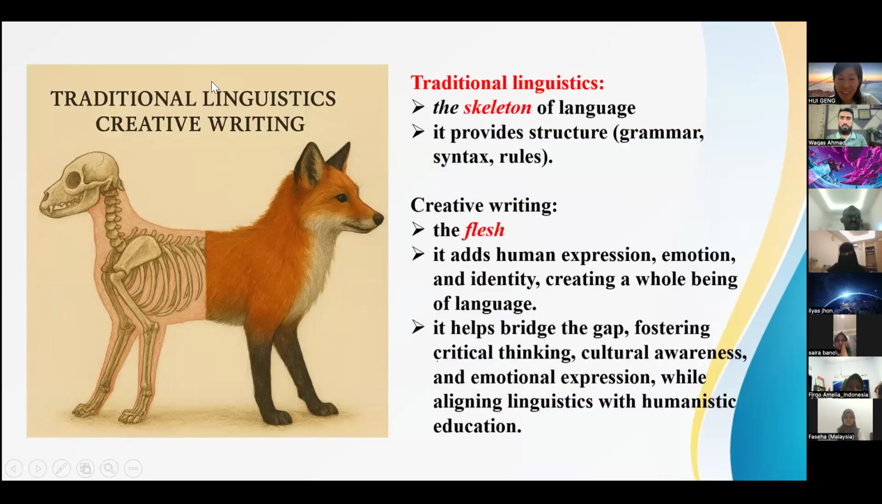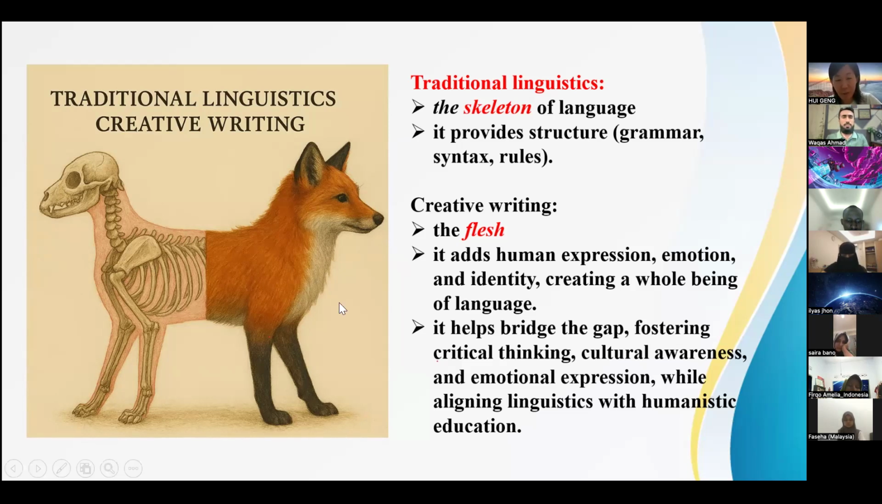So let's see this picture. From the picture, it compares traditional linguistics with linguistics together with creative writing. From the left part, what can you see? The skeleton of a certain animal, maybe a dog, a fox. Well, it's just like the skeleton of language. It provides only structure, like what we call grammar, syntax, and rules.